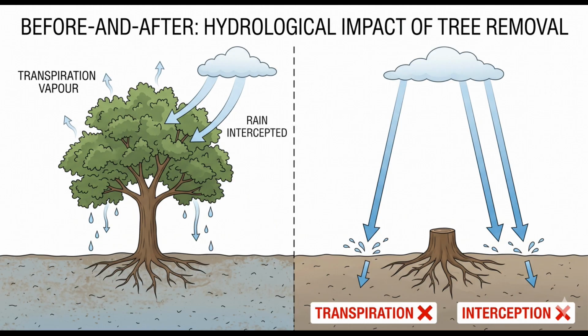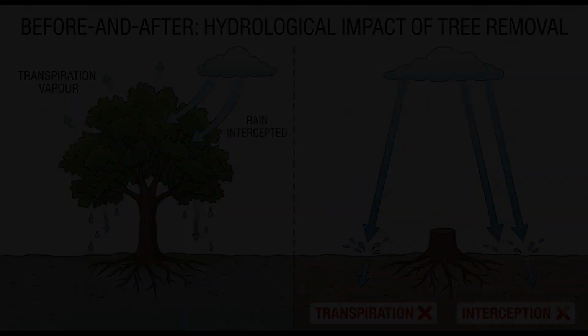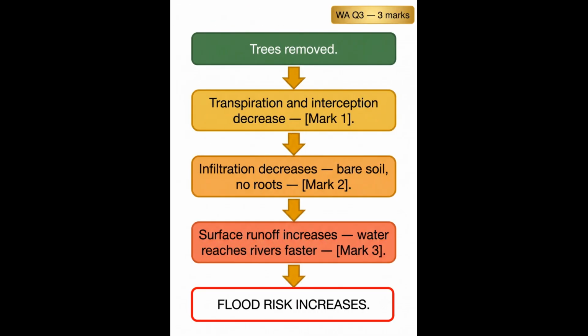That chain is the 3-mark WA answer. Look at the causal chain on screen. This is exactly how to structure WA question 3. Each arrow is 1 mark. Step 1, trees are removed. Transpiration and interception both decrease. That is the first mark, a named process change and the immediate effect.